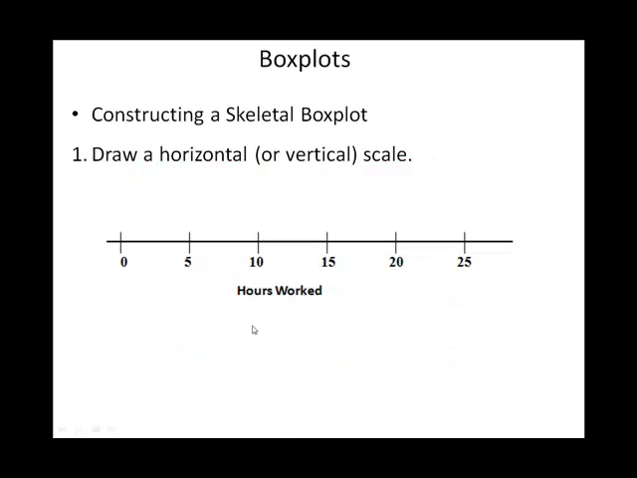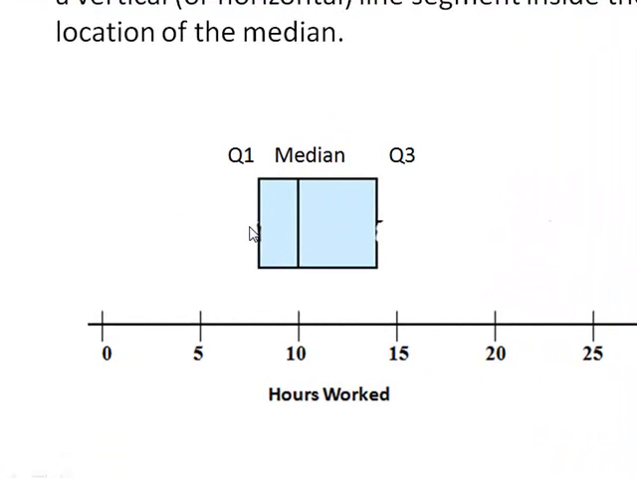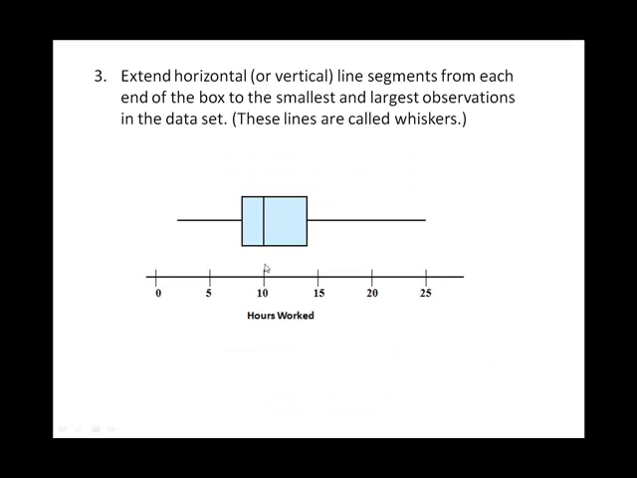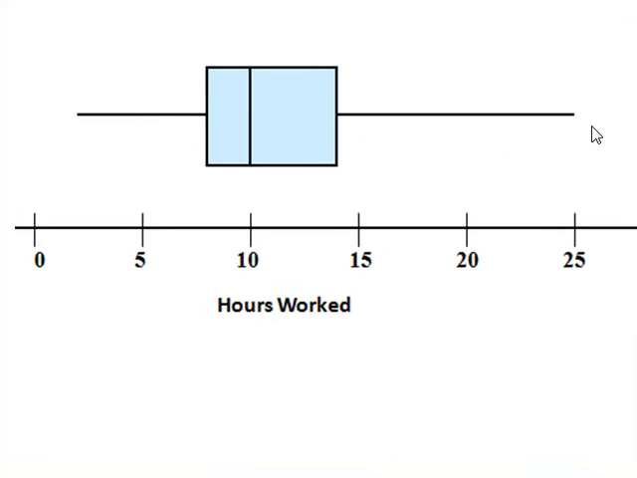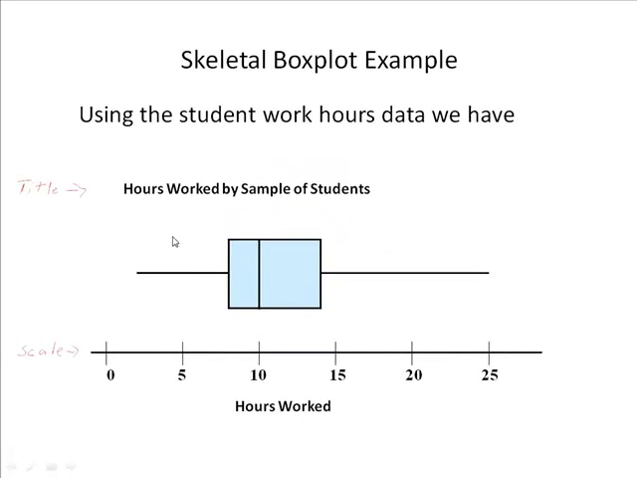We'll first construct a skeletal box plot by drawing a horizontal line for the scale. Note that it could also have a vertical orientation. Next, we draw a box whose left or lower edge is at the value of Q1 and whose right or upper edge is at the value of Q3. The width of the box, the distance between Q3 and Q1, is a measure of spread called the IQR, or interquartile range. We then draw a vertical line segment at the location of the median. In a skeletal box plot, the whiskers extend to the minimum and the maximum values of the dataset. Our completed box plot should have a label on the axis and a descriptive title.